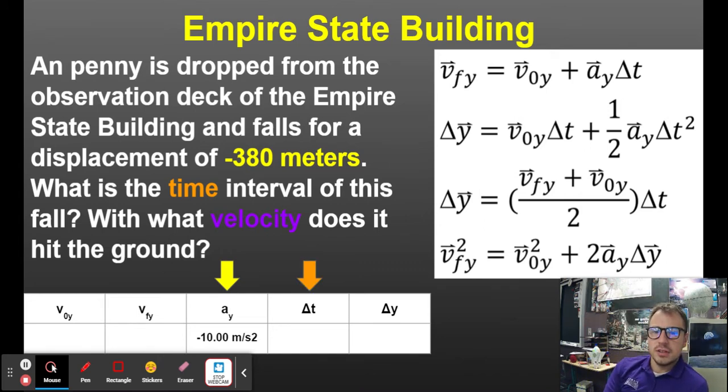So let's just find out the time interval. That's what it's asking us to find. And we know these three things. The instant you let go of that penny, the initial velocity is going to be 0.